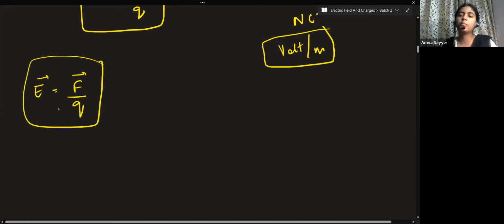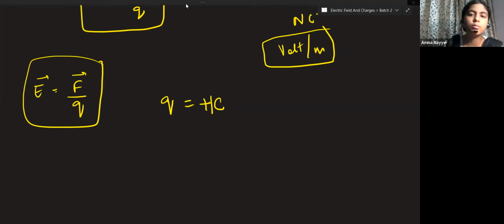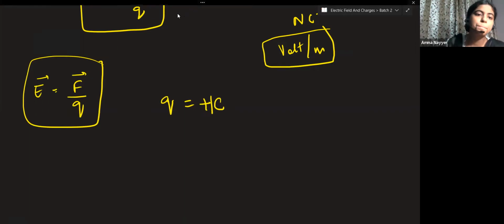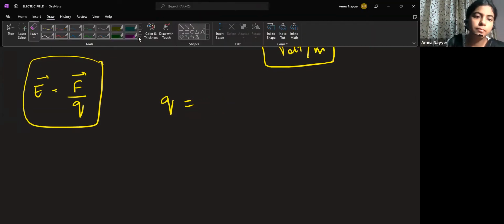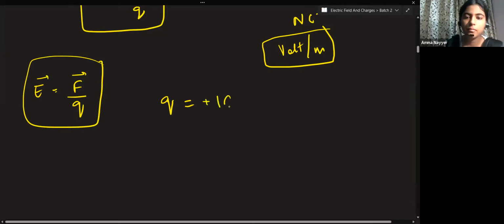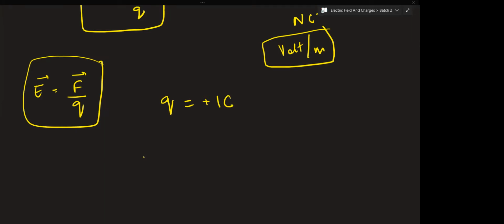Now, if I say from this formula only, small q is equal to 1 Coulomb, so Hiba, you tell me, what will be the relationship between electric field and electric force now, if the small charge is plus 1 Coulomb? Hiba, answer. Anyone else? Ma'am, electric field will be equal to electric force.